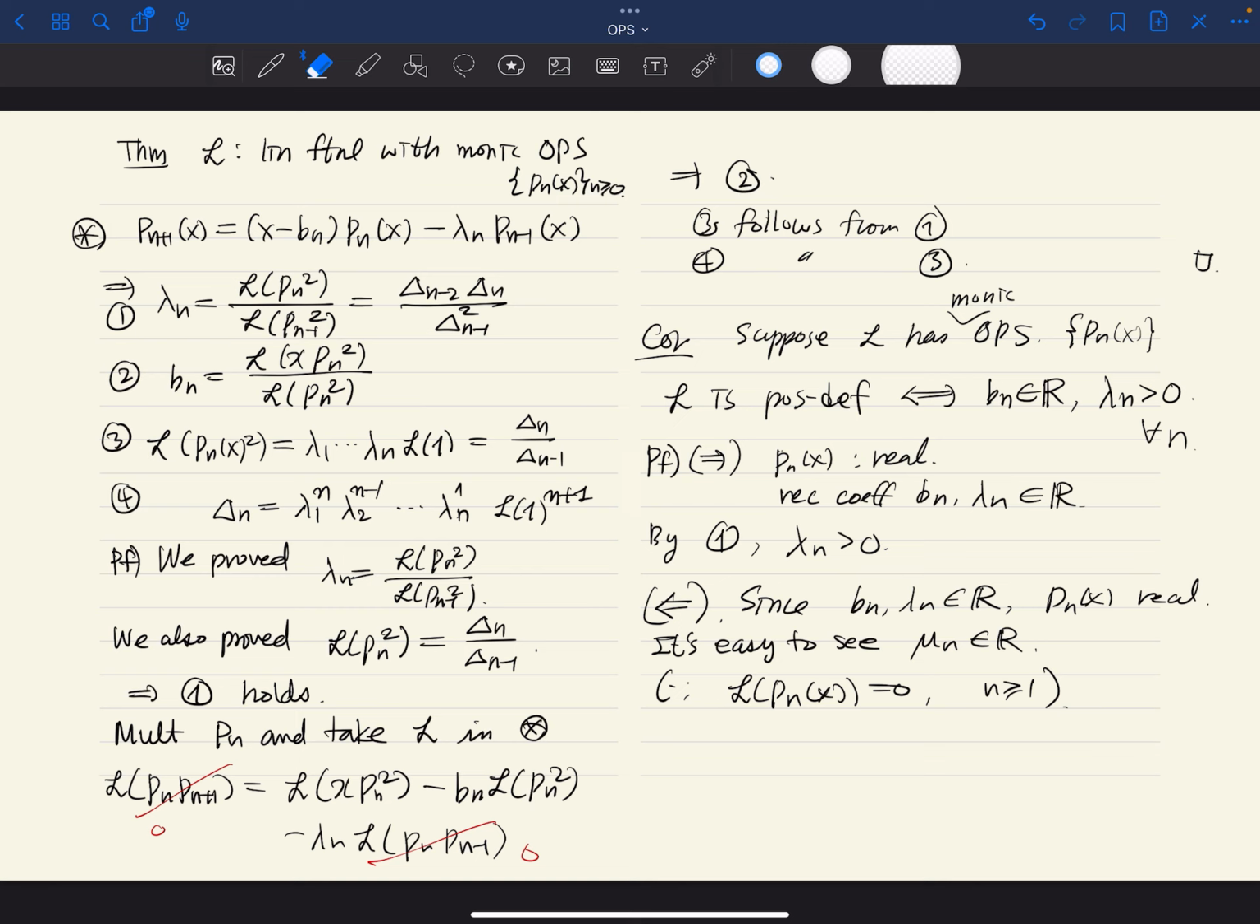So the polynomials are real, and because of this, 3 by 3 squared is positive.